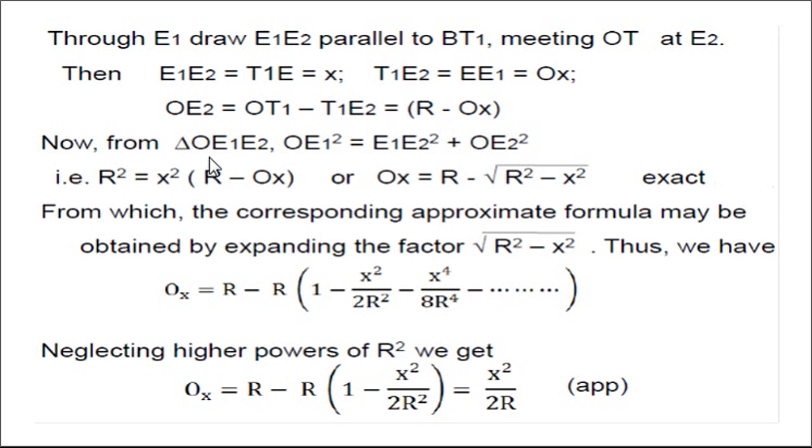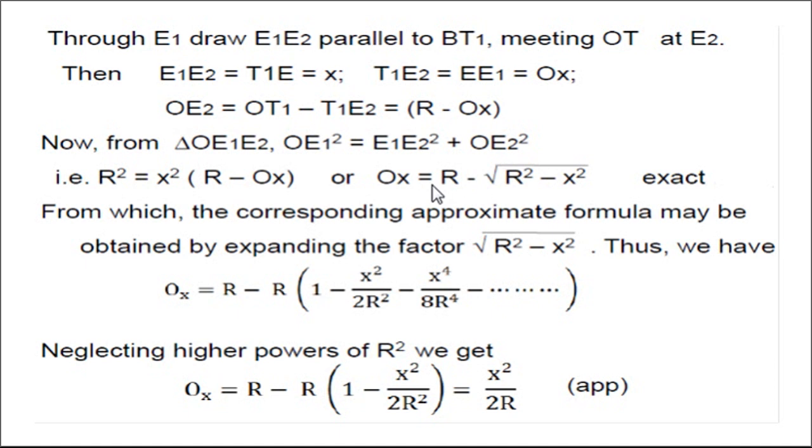Now triangle OE1E2 is a right angle triangle, from which we can write OT1 squared is equal to E1E2 squared plus OE2 squared, that is, R squared is equal to x squared plus (R minus OX) squared, or from the equation we can write OX is equal to R minus the square root of (R squared minus x squared). So this is the exact formula to find out the value of OX.